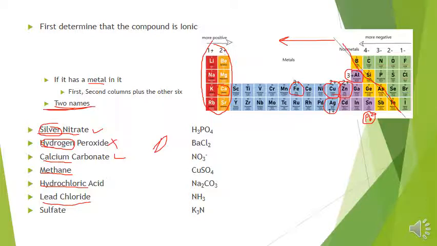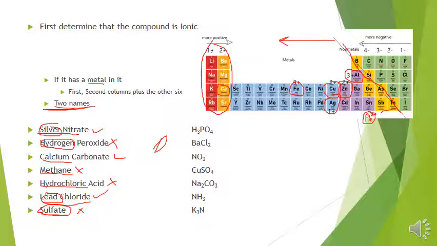All right. Okay, so lead chloride, is that ionic? Lead, so it's 2 words, so it could be ionic. So is lead a metal? Yes. It's left of this line, and it'd be down here. I didn't put it in this periodic table. And sulfate, is that ionic? No, it's just 1 word. Okay, so silver nitrate, calcium carbonate, and lead chloride are ionic. Now let's look at the formulas.